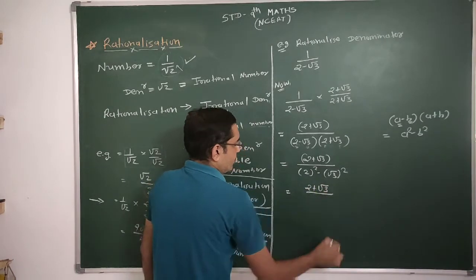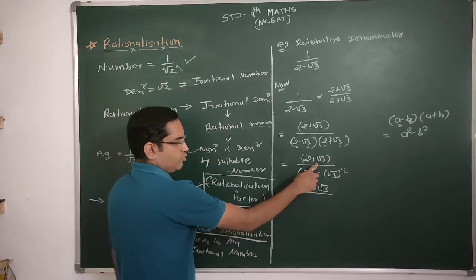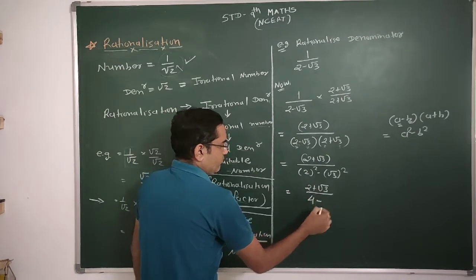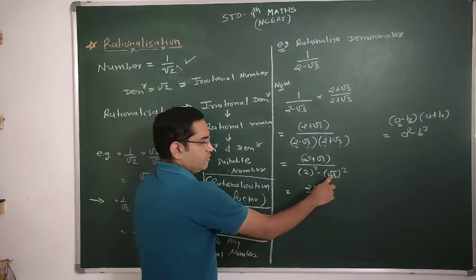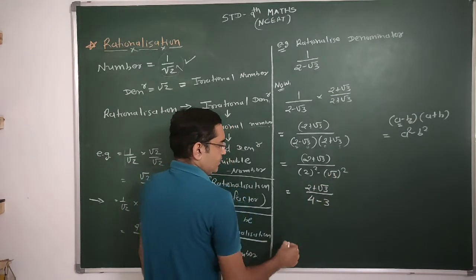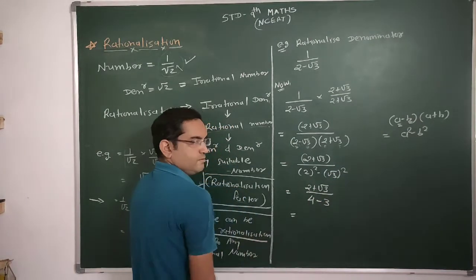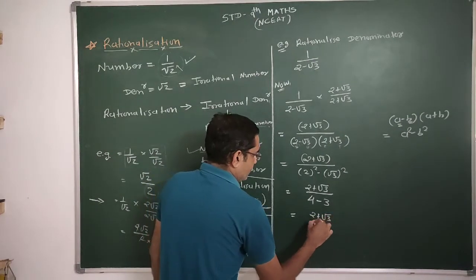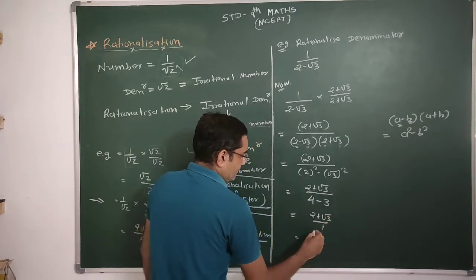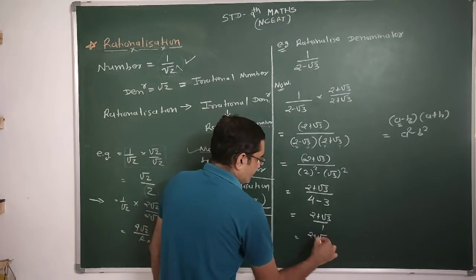2 plus root 3 whole divided by, now this 2 square. This 2 square is 4 minus, now root 3 square. Root 3 square means root 3 into root 3, which is 3. So 4 minus 3, 1. So it's 2 plus root 3 divided by 1, which is nothing but 2 plus root 3.